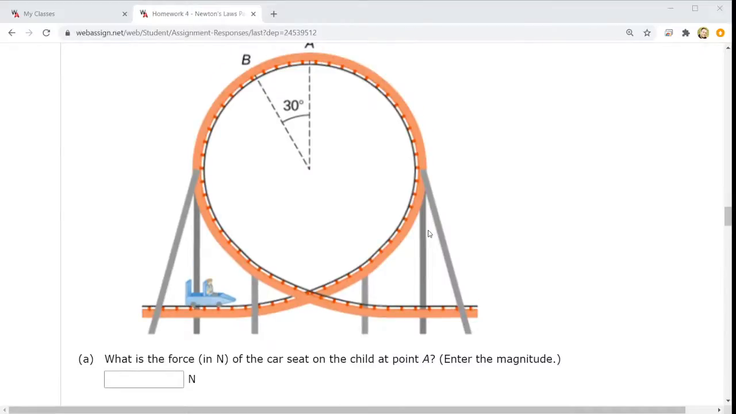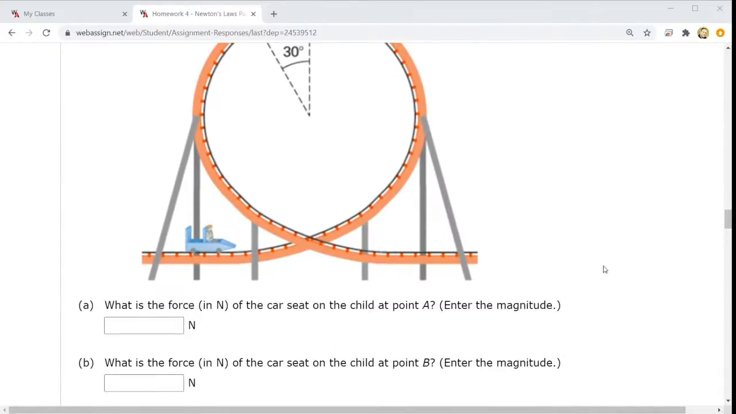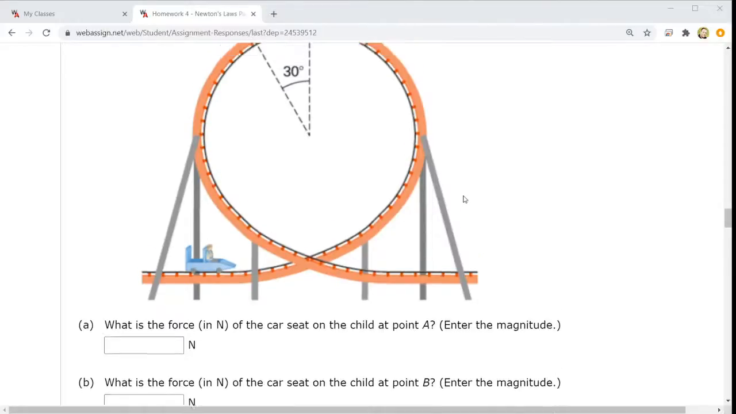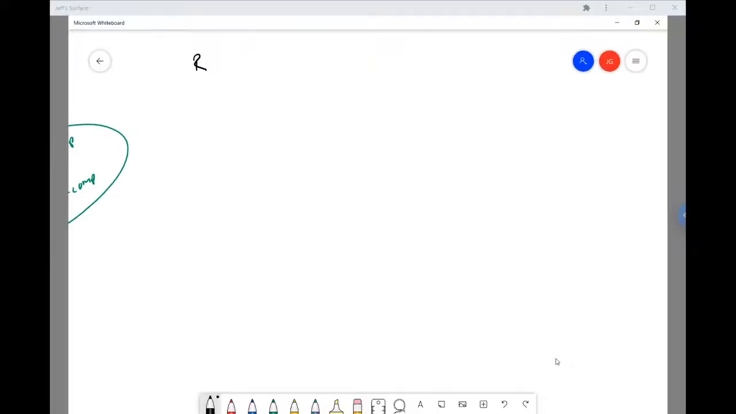So, all right, roller coaster. What we want to find, though, is what is the force of the car seat on the child at point A, and what is it at point B? Point A is right at the top, and point B is 30 degrees away from the top. Okay, so, all right, here we go. So roller coaster.